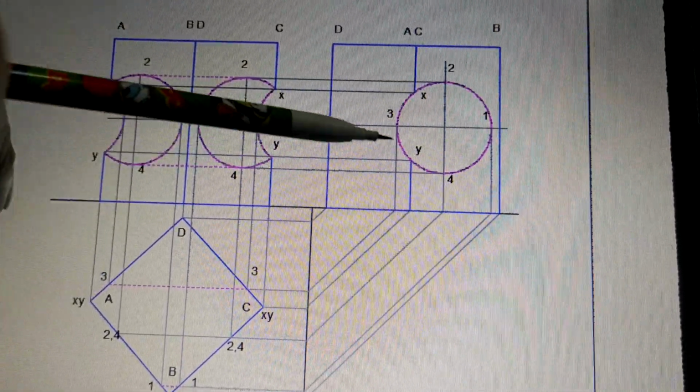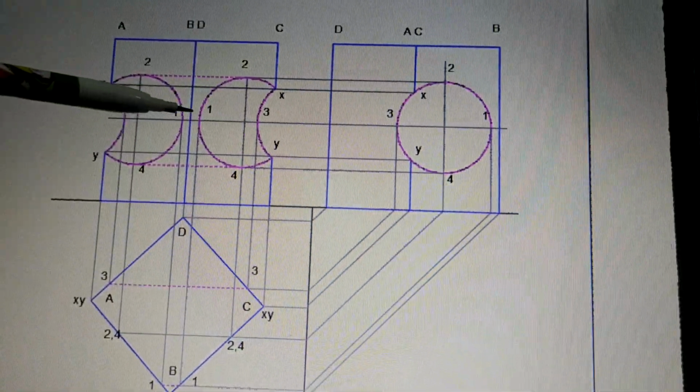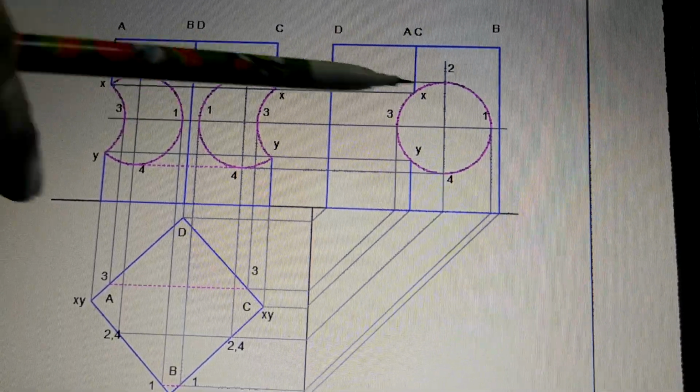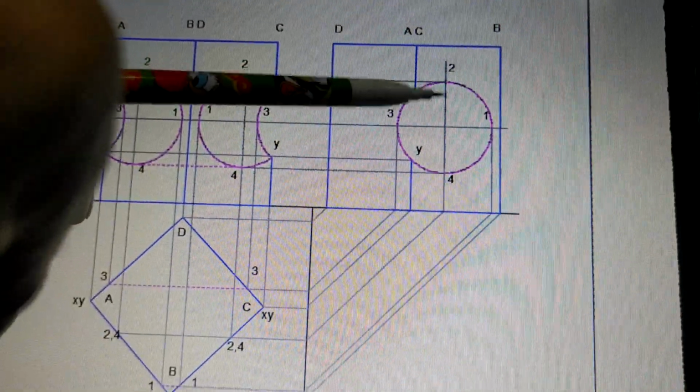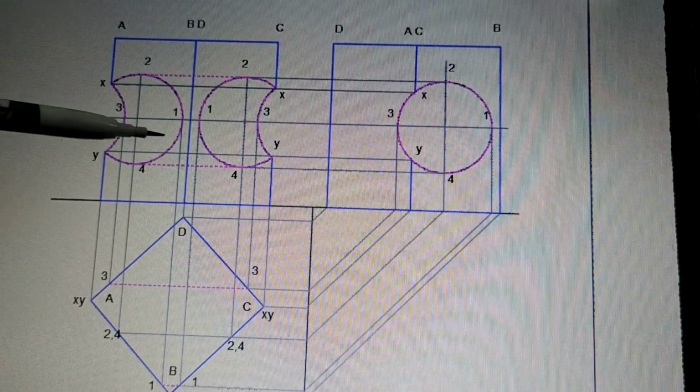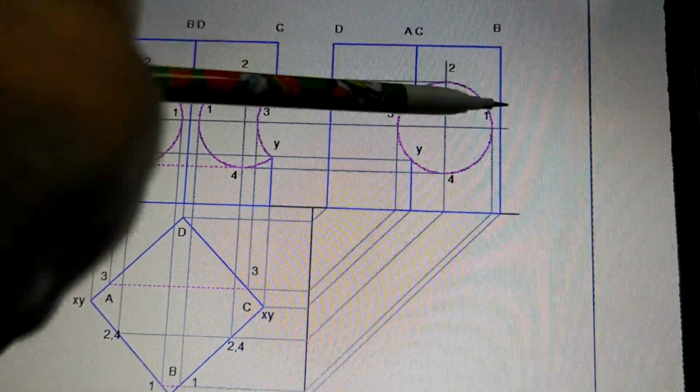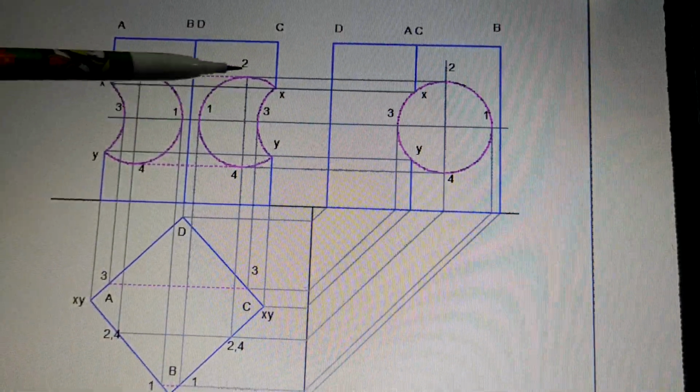Now say this is a circle, that means a curvature. You are not going to join 1 and 2 by a straight line, because here also there is not a straight line. Suppose this had been a square prism, then you would have drawn 1 and 2 straight. Now it is a curvature, so this is going to be a curvature.